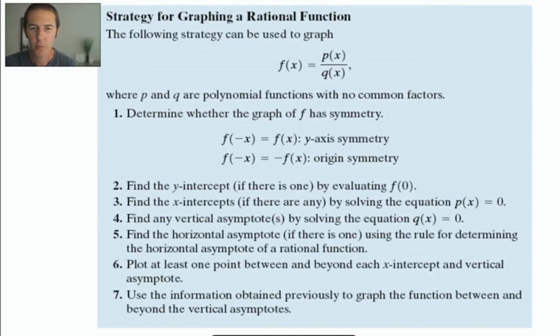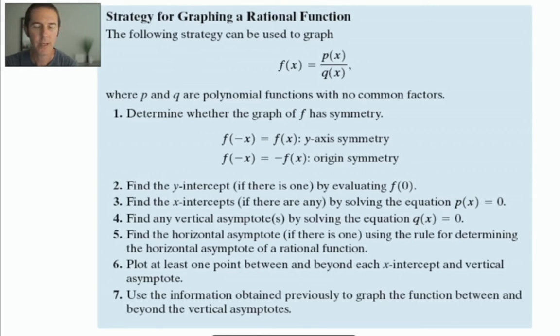We could find some other points. If you have any x-intercepts, you can find those by taking your function and setting it equal to 0. And then we go into the stuff that we've just been talking about, finding vertical asymptotes by looking for x values that cause the denominator to equal 0. Number 5, we could find horizontal asymptotes, if there are any, by comparing the degree of the numerator and denominator.